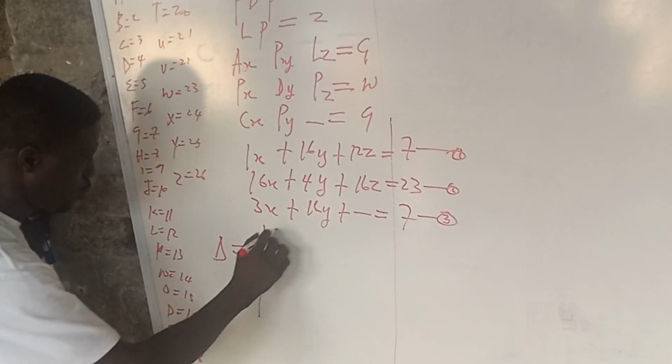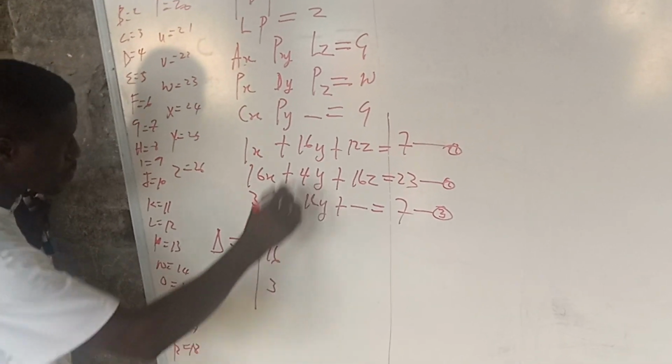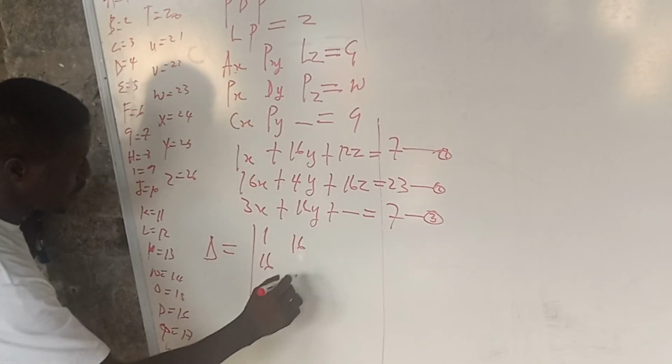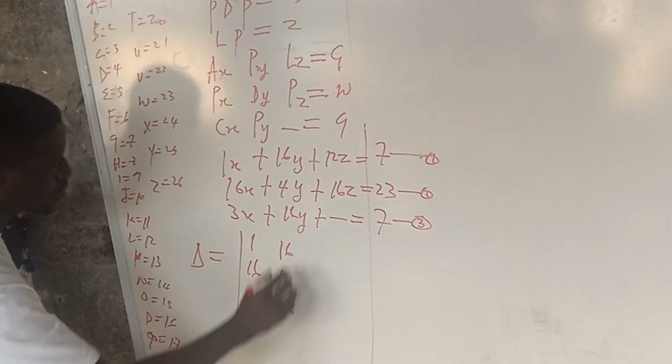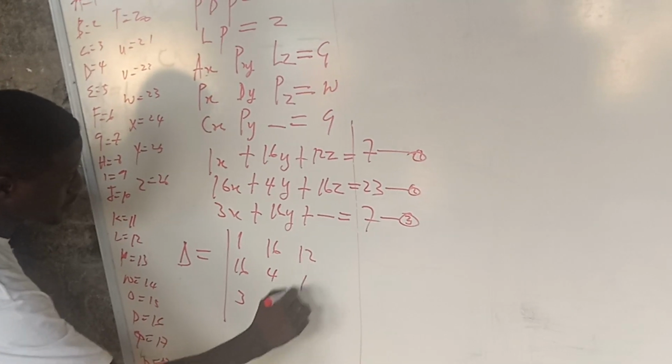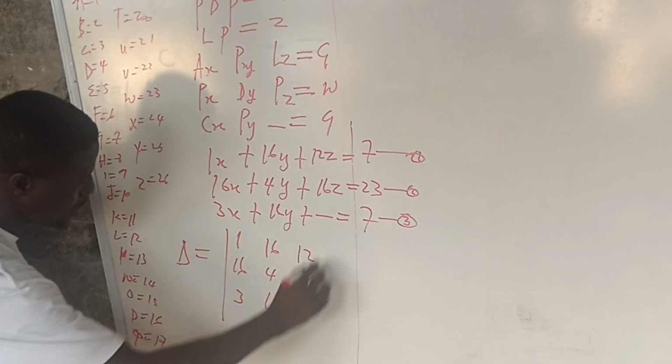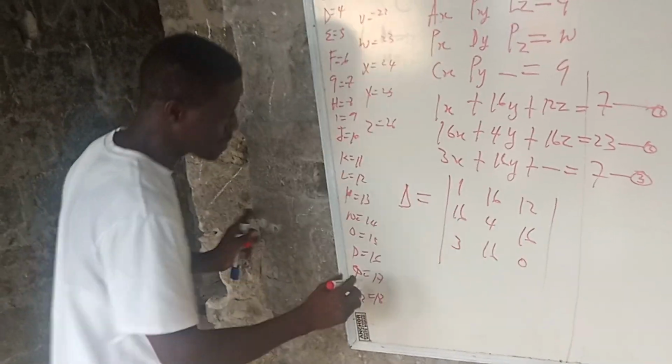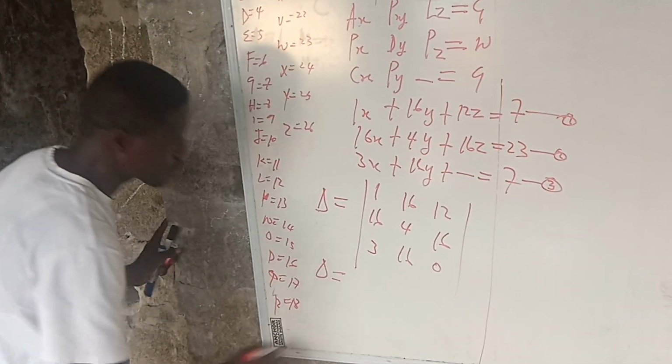Yes, using the determinant method, this equation could be interpreted as delta is equivalent to 1, 16, 3. Of course, you have 16. Then you have 4, 16. Then the last is 12, 16, and 0. So let's look for the determinant of this expression. That is delta.